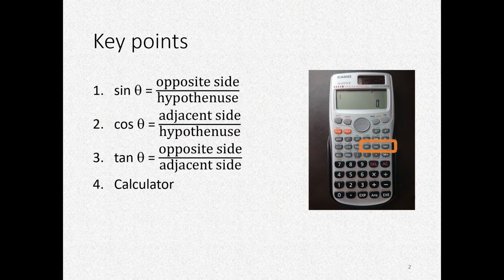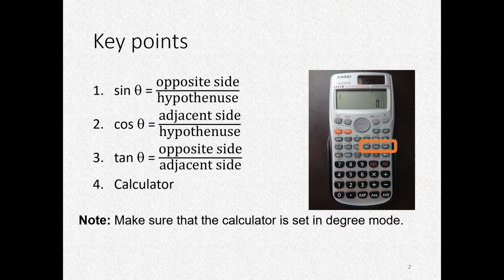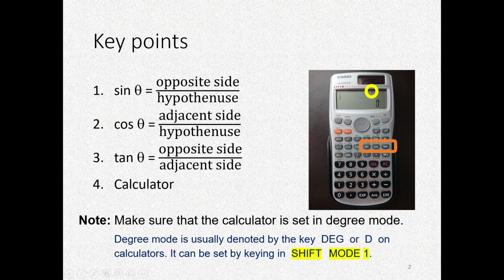And then today, we need to make use of these three buttons. Okay, they represent sine, cosine, and tangent. And before we start, make sure that your calculator is in degree mode. That means you should see a D appearing on the screen. If you cannot see the D, then you can switch your calculator into the degree mode using the Shift Mode 1. Shift Mode 1 means this one. Shift Mode and 1.